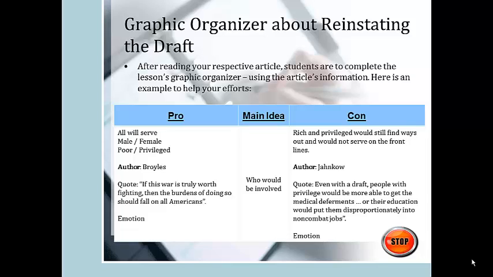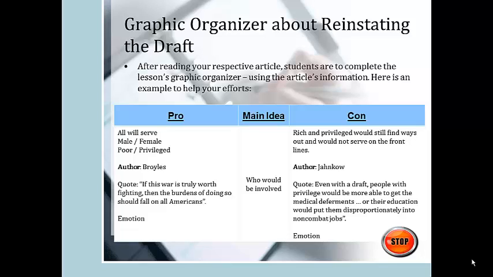Please keep in mind that in filling out this information, you're more likely to find that one of the articles is going to be pro reinstating the draft, and one of the articles is going to be against or anti reinstating the draft. So you need to be able to fill out those pieces. Last, you need to go back and evaluate the main idea pieces. So the information that you've gathered, what have you been able to synthesize as the main idea that the author is presenting to either support or refute reinstating the draft.